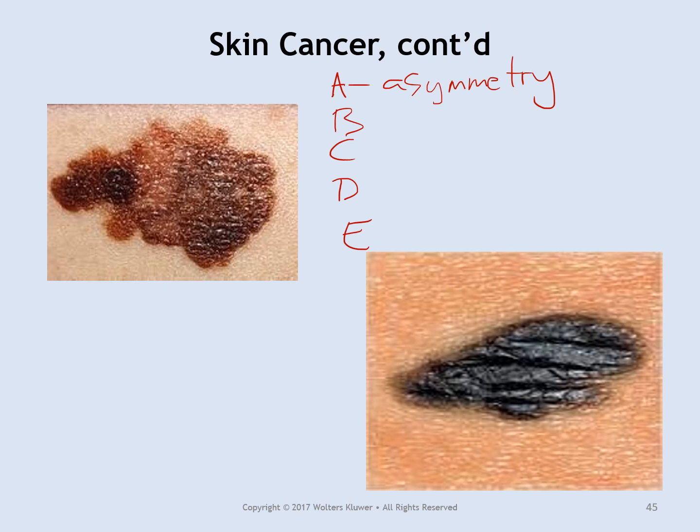You are symmetrical. Neither of these lesions here are. The one on the bottom right, almost, but not really. The one on the top left kind of looks like Australia if you squint a little bit.